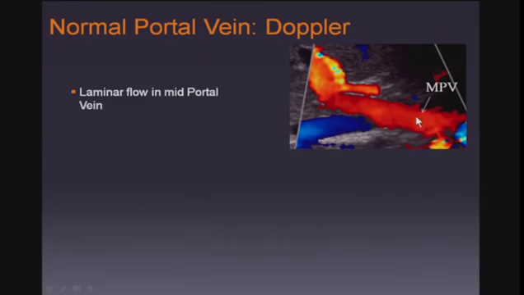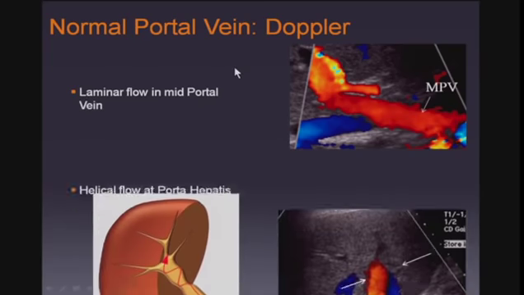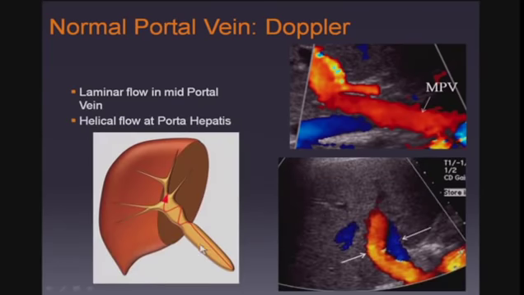Flow in the portal vein is laminar in the mid-portal vein. That is to say, it is faster in the center of the vessel than along the periphery. But as the portal vein approaches the porta hepatis, it tends to flow in a somewhat helical manner, like a spiral staircase. And this will create an appearance like you see on the right side. You'll see red and blue here in a kind of braided appearance as the blood spirals its way up into the liver.